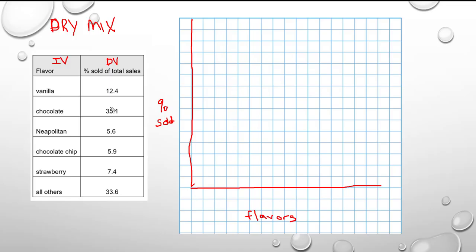Okay. And for my percent sold, it goes up to 35%. So maybe I'll do, I don't know, 5%, 10%, 15%, 20%, 25%, 30%, and 35%.